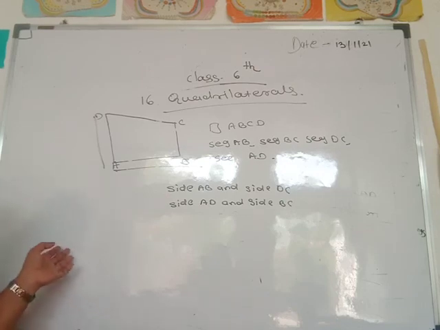Then the next point is adjacent angles of a quadrilateral. This part we will study tomorrow. Okay.